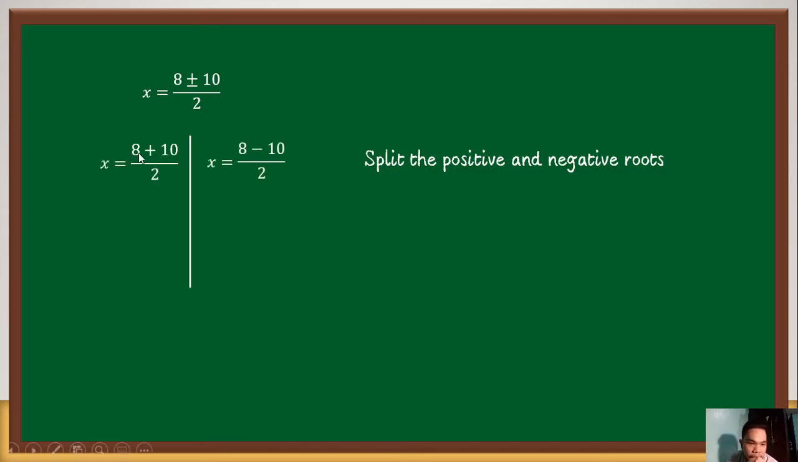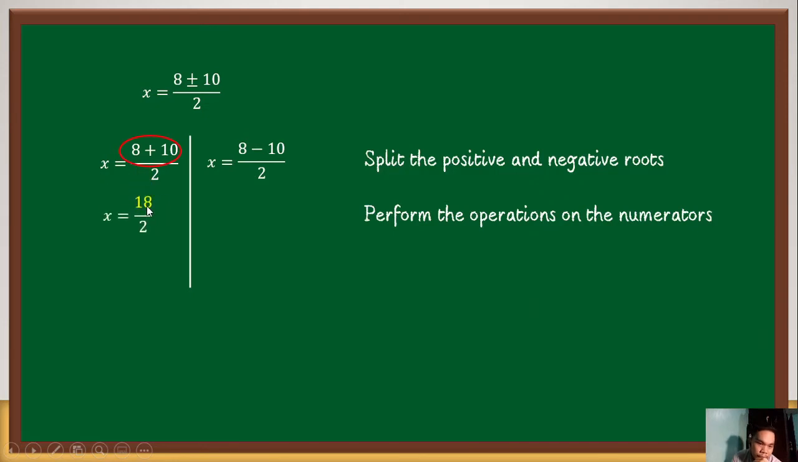Okay, so we have x equals 8 plus 10 over 2, and x equals 8 minus 10 over 2. So again, in-split natin yung positive and negative 10. So magiging 8 plus 10 over 2 and 8 minus 10 over 2. 8 plus 10 is equal to 18. Then 8 minus 10 is equal to negative 2.